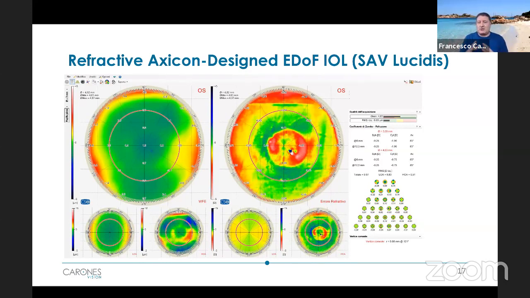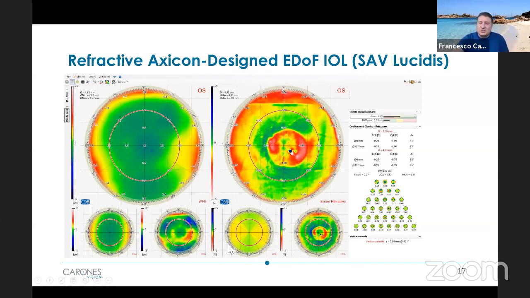That's from the company called SAV IOLs from Switzerland, and the lens is commercially called Lucidis. You can see here again a red central spot. This red central spot transfers light for intermediate and near, while the surrounding part is more for distance, in this case being only on the green side.